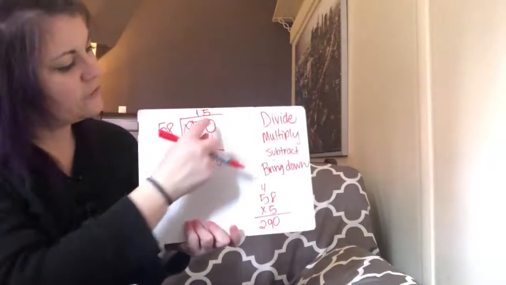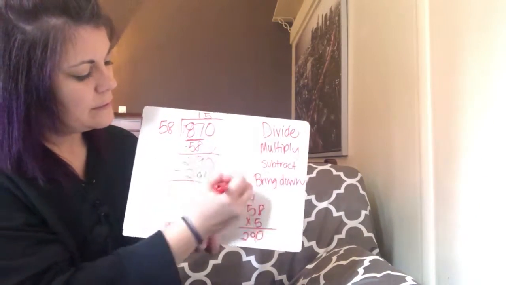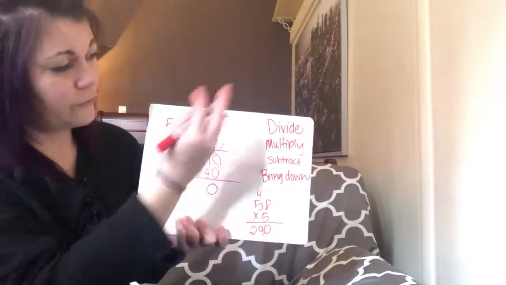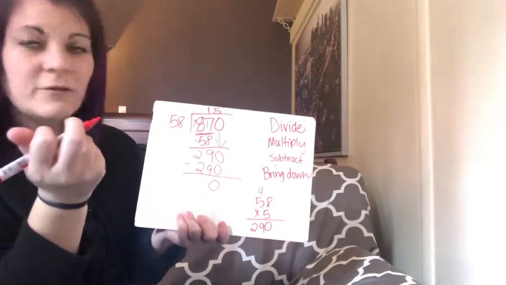Then we do the multiplication. 5 times 58 is 290. And then we have 0. Subtract, then bring down, but there's nothing to bring down, so we have 0. So our answer is 15. Okay? That one's a little harder.